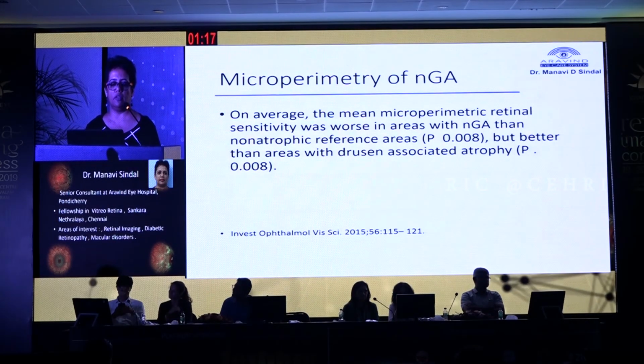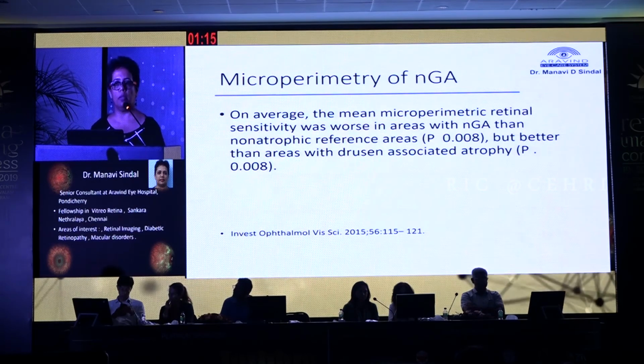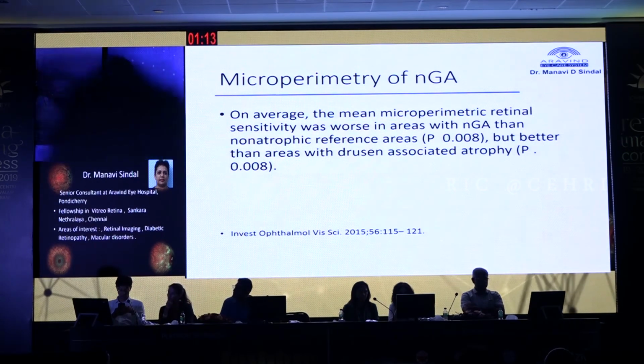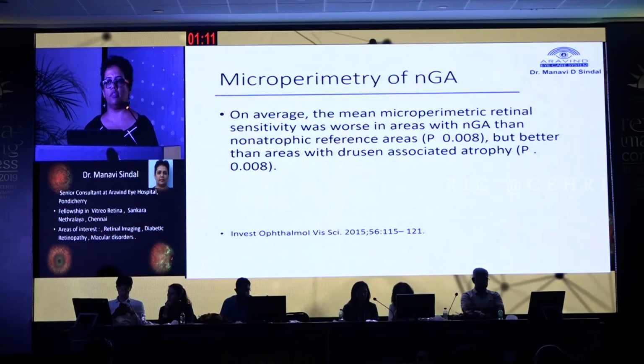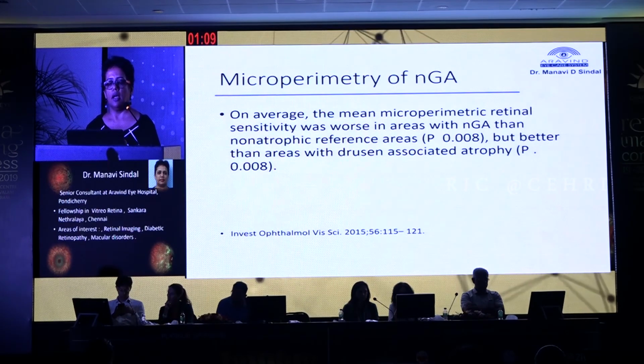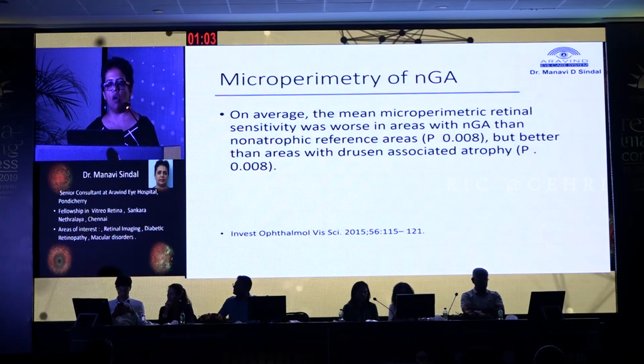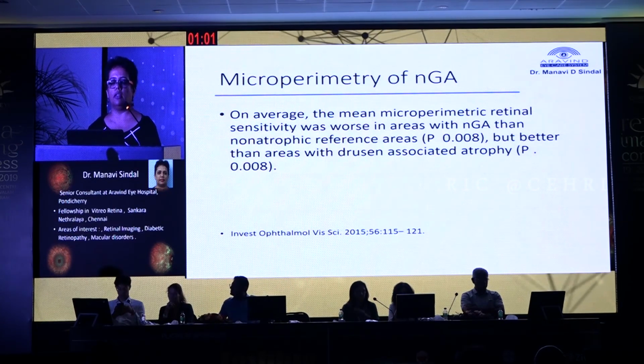The authors, the same group, went ahead to do microperimetry in these eyes, and they found that on average the area of nascent geographic atrophy had the worst sensitivity in an eye, but in those eyes where there was a definite area of atrophy, those were the points which had a lesser sensitivity.